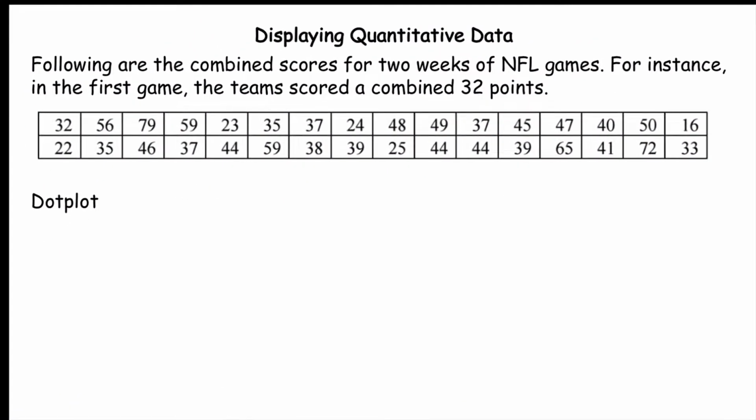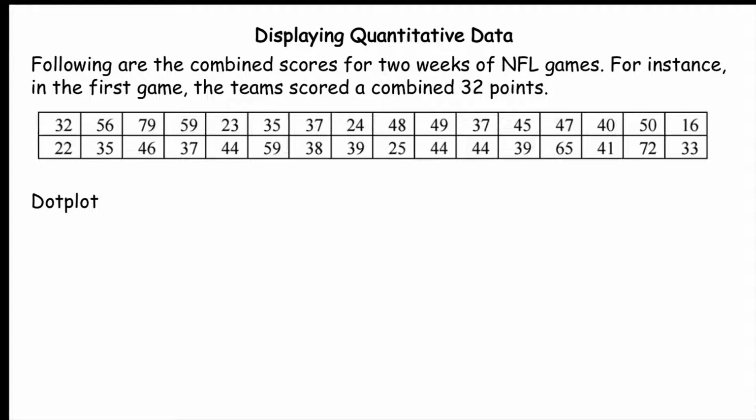The data is the combined scores for 2 weeks of NFL games. So for instance, in the first game, the team scored a combined 32 points. If you add up the two teams together, they scored 32 points. This is for 2 weeks. I don't know what year it was, but that's how they got the data. It looks like the lowest number, correct me if I'm wrong, I'm seeing 22. 16, yeah, 16 is the lowest. And yeah, 79 is the highest. So it needs to go from 16 to 79.